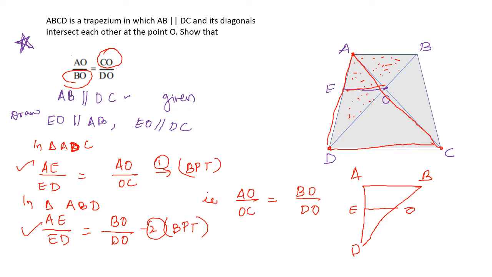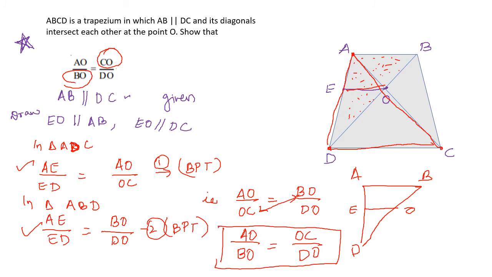What do we do? Just cross multiply. When you cross multiply, you will get AO by BO is equal to OC by DO. OC or CO, it is the same. So we have got AO by BO equal to CO by DO.